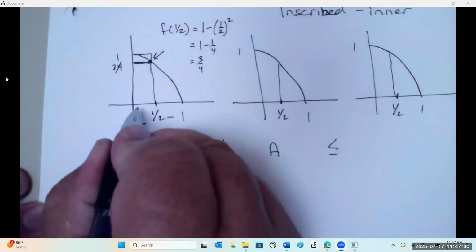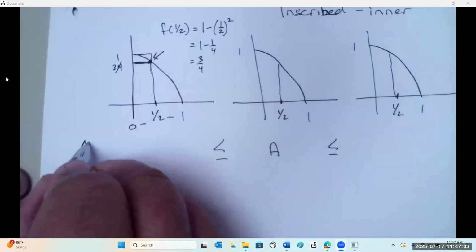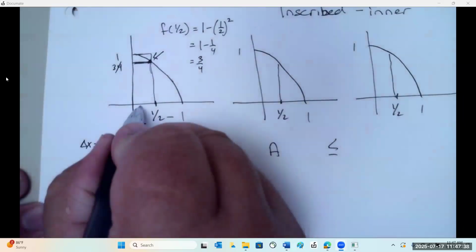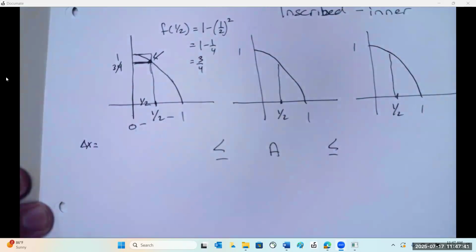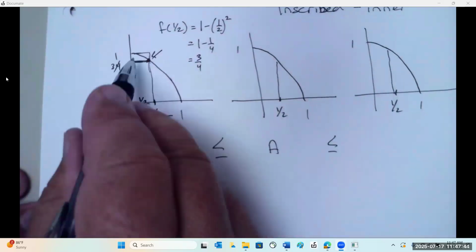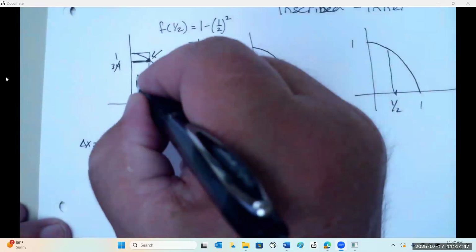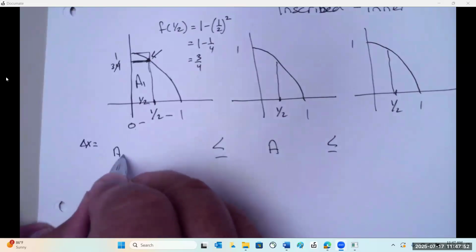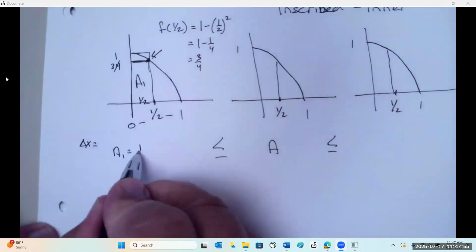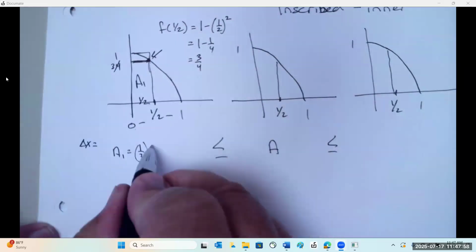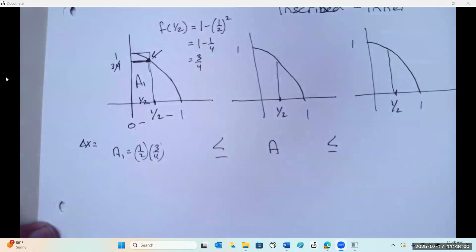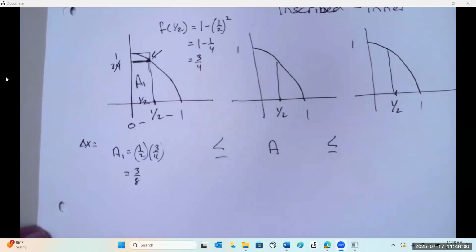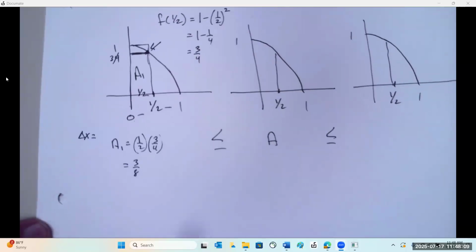What's the width? Or what we're looking for is what is our delta x? Between 0 and 1/2, it's 1/2. So what's the area of this rectangle, this first one, A1? Base, which is 1/2, times height, which is 3/4, which makes it 3/8. That's only for the first one.